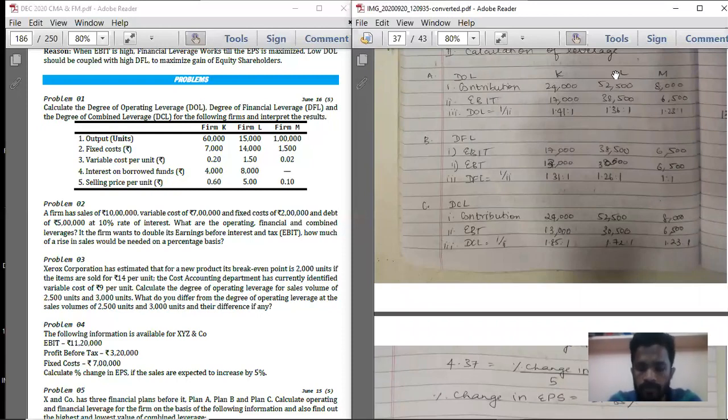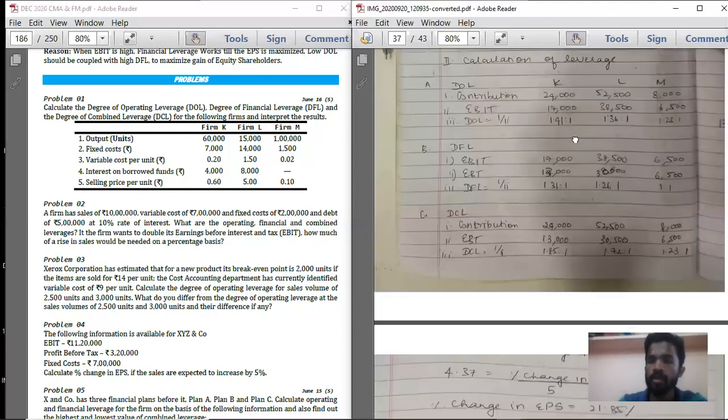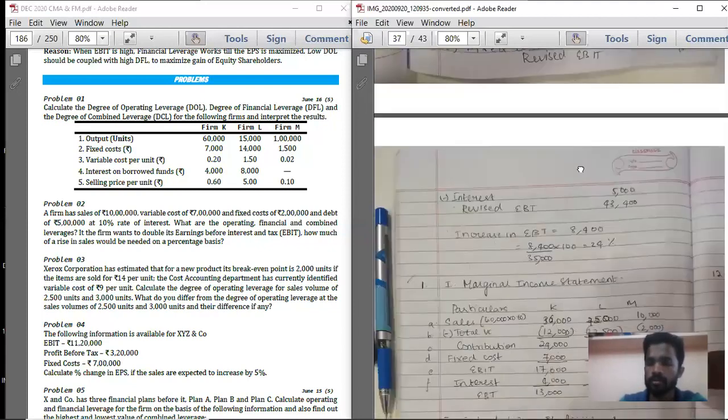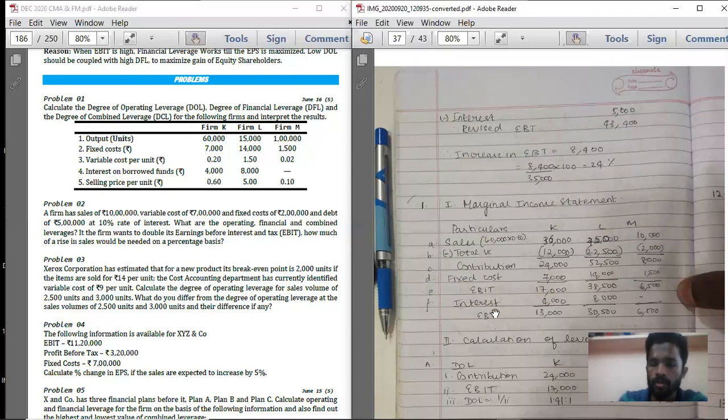Small Roman number C, that is DCL, degree of combined leverage. Below that, small Roman number 1, contribution. What is the DCL formula? Contribution divided by EBT. The top is contribution, EBT is below.